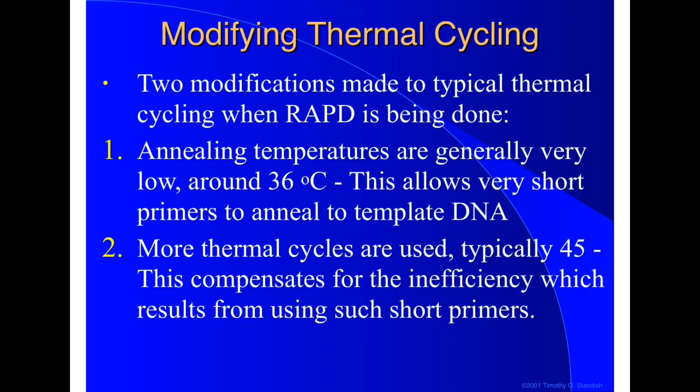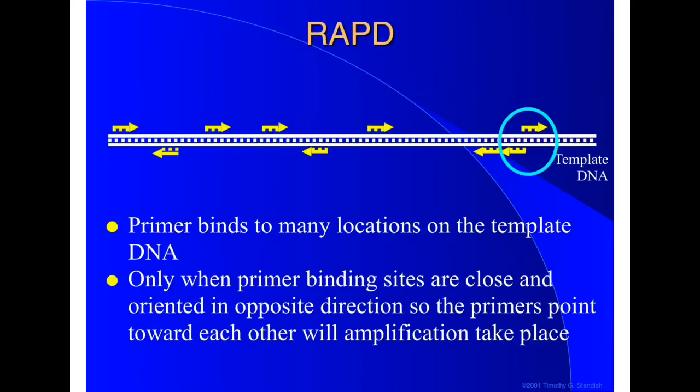Two modifications are made to typical thermal cycling when RAPD is being done. The annealing temperatures are generally very low, around 36 degrees centigrade. This allows very short primers to anneal to the template DNA. Because the length of the primer is less, we need to take a lower annealing temperature. When the primer length increases, the annealing temperature will increase. At the same time, the efficiency of polymerization is less in the case of the short primer. Because of that, we need to take more thermal cycles for the polymerization.